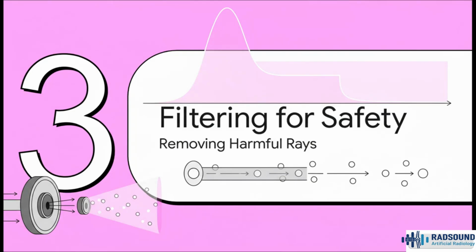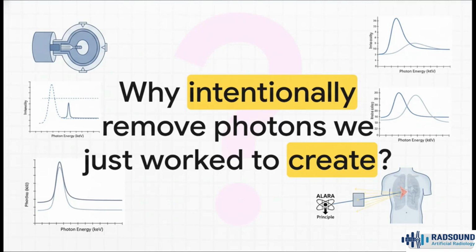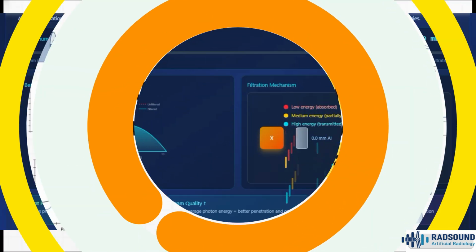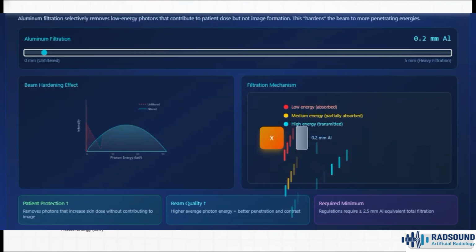Okay, so we've just figured out how to create all of these X-ray photons. But here's the catch. Not all of them are actually useful. In fact, some of them do nothing but harm the patient. And this brings us to a really important idea, filtration. I know, it sounds totally backward, right? We just went through all this effort to generate a powerful beam, and the very next step is to block part of it on purpose?